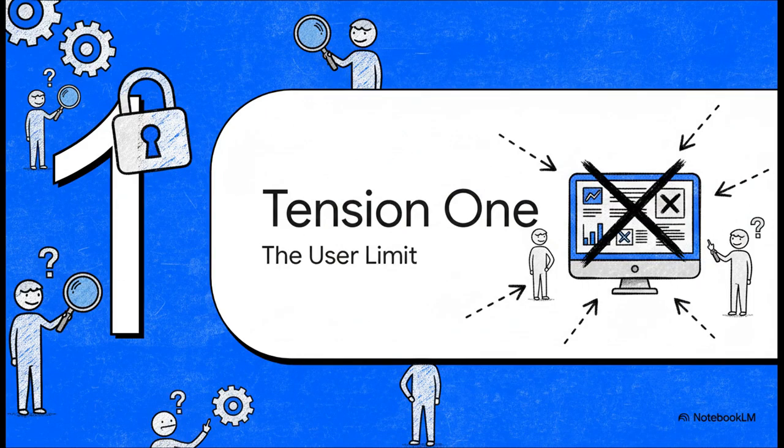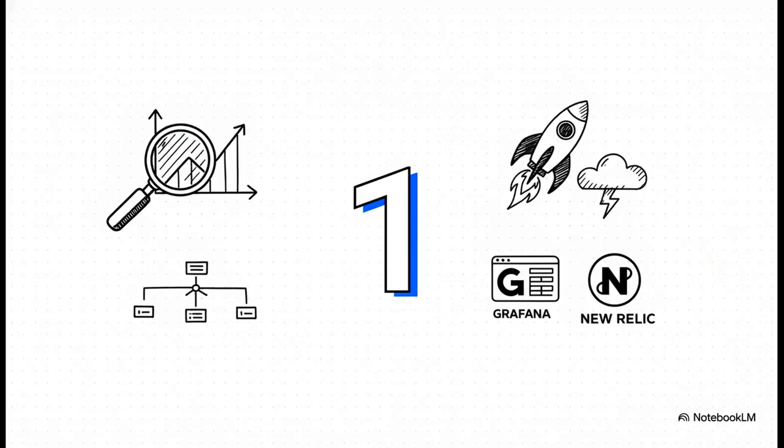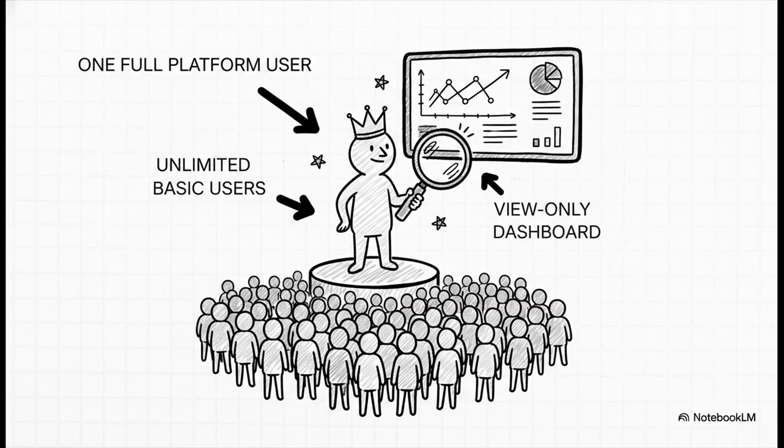First up, let's talk about a tension that hits small, super collaborative teams the hardest. Who on your team actually gets to use the tool to its full potential? It all comes down to this one single number. 1. That's it. That's how many full platform users you get on New Relic's otherwise very generous free tier. Now, this is the only person who can do the real deep dive debugging, trace those super complex issues, the fun stuff. Everyone else on your team, they're just basic users, which means they're mostly stuck just looking at dashboards.